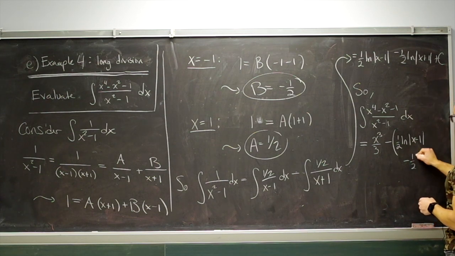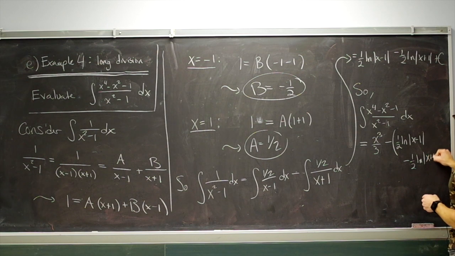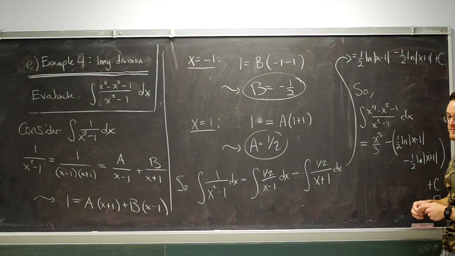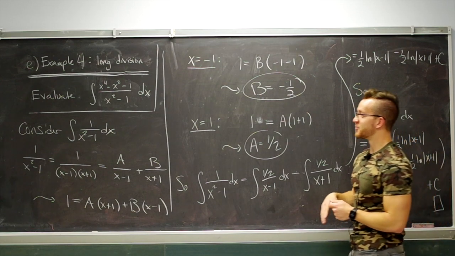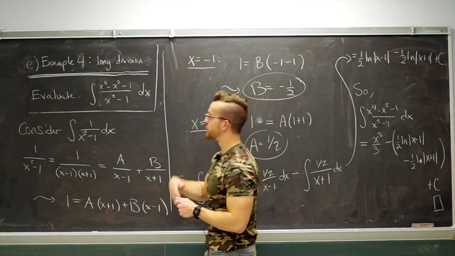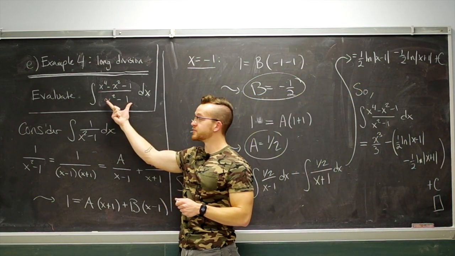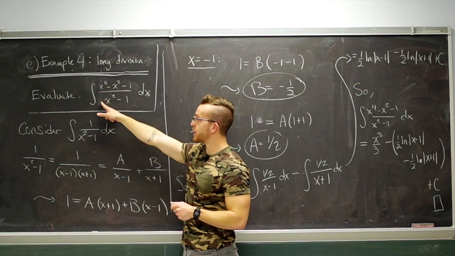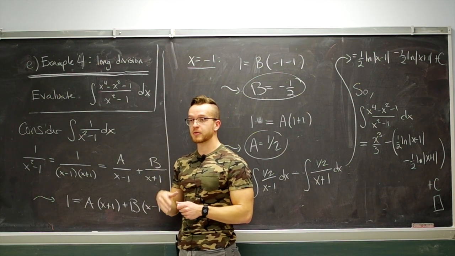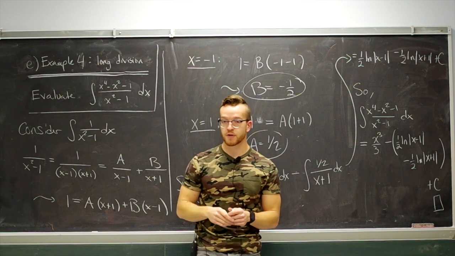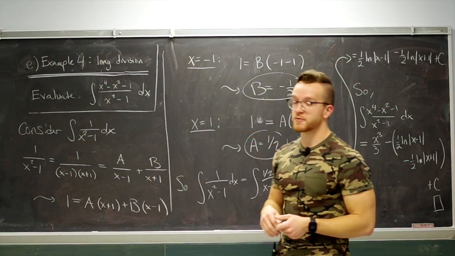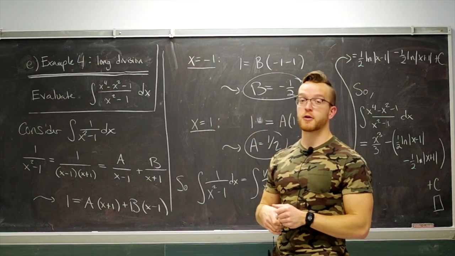Minus 1/2 log absolute x plus 1 plus c. Looks a little funny, but that's the final answer. Done. Again, just to repeat, the takeaway here is anytime you do partial fractions, you always have to ask yourself, is the degree of the bottom bigger than the degree on top? If it is, you can do the partial fractions. If it's not, your first step has to be polynomial long division.